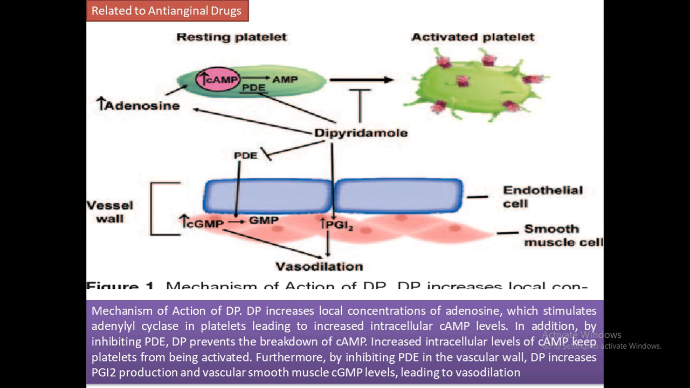So the mechanism of action of DP is to increase the local concentration of the adenosine, which stimulates adenyl cyclase in platelet, leading to the increased intracellular cAMP level. In addition, by inhibiting the PDE phosphodiesterase, DP prevents the breakdown of the cAMP, increasing the intracellular level of cAMP, and keeps platelet from being activated. So platelets are not able to be activated. Furthermore, by inhibiting the PDE phosphodiesterase in the vascular wall, DP increases the PGI2 production, and in vascular smooth muscle increases the cGMP level, leading to the vasodilation.